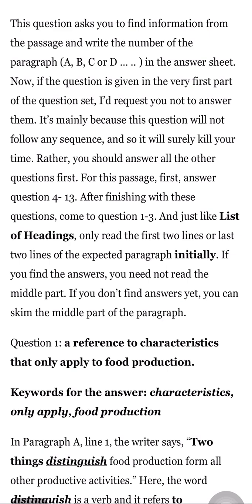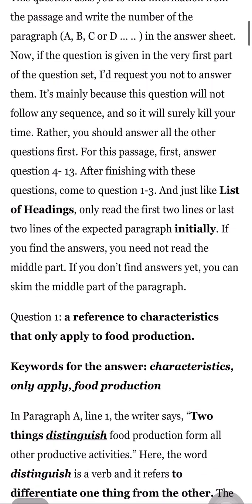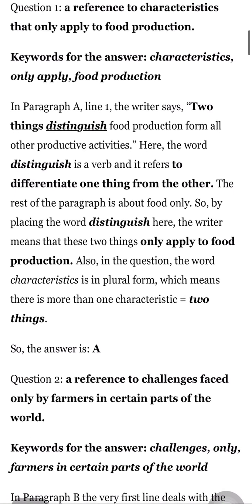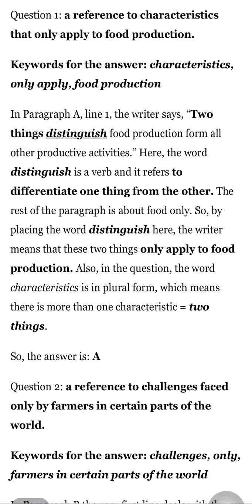Question 1. A reference to characteristics that only apply to food production. Keywords for the answer: characteristics only apply food production. In paragraph A, line 1, the writer says, 2 things distinguish food production from all other productive activities. Here, the word distinguish is a verb and it refers to differentiate one thing from the other. The rest of the paragraph is about food only.